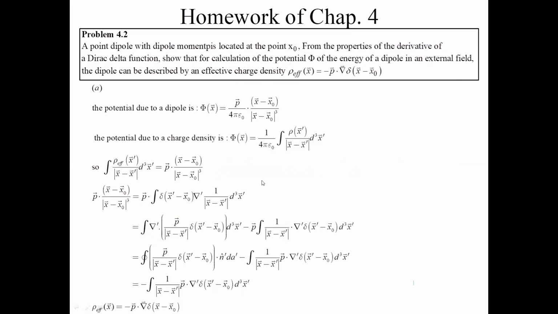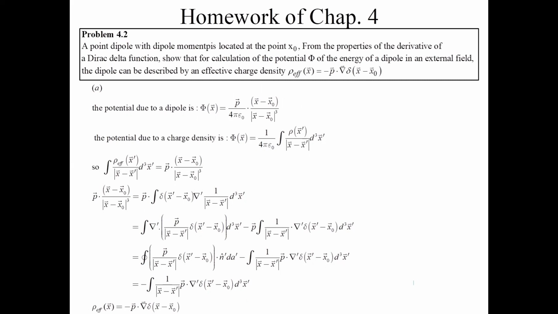Okay, then for problem 4.2, we want to check that the dipole can be described by an effective charge density as this. So we know that the potential due to a dipole equals this term, and the potential due to a charge density equals this term.